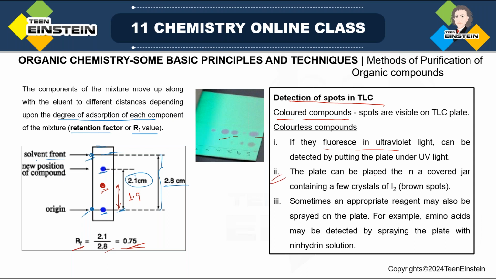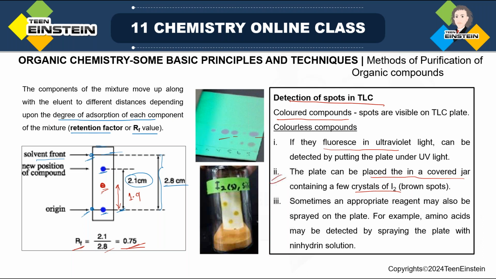The second method is that the plate can be placed in a covered jar, that is a closed jar basically, where there are a few iodine crystals present. Some compounds have a tendency to absorb this iodine vapor and they will appear as brown spots. Now directly crystals of iodine are not taken. In that closed jar, we take some silica gel, the same thing that we have used in column chromatography. In the silica gel we put some iodine crystals.